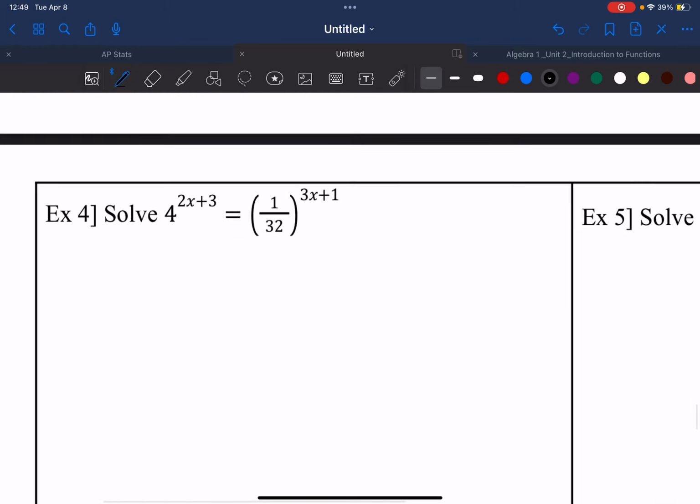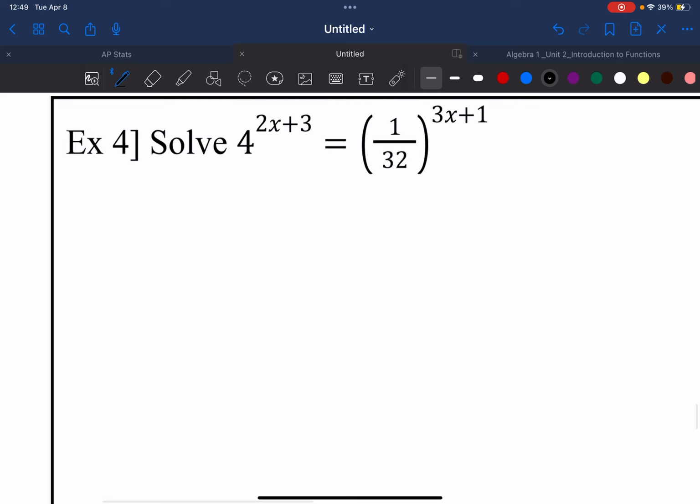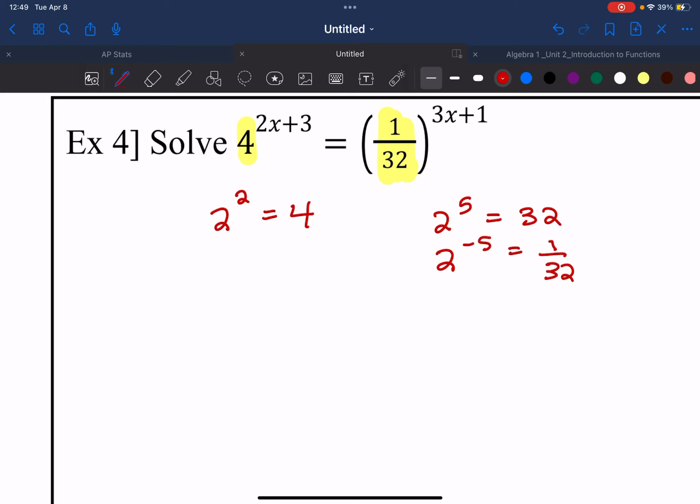Number 4. Okay, so notice here are my bases. I have a base 4 and a base of 1 over 32. Well, I know that 2 squared gives me 4, and 2 to the 5th power gives me 32. But since I want the fraction 1 over 32, I have to change that exponent to a -5 to get 1 over 32. So then I exchange them for the original bases.